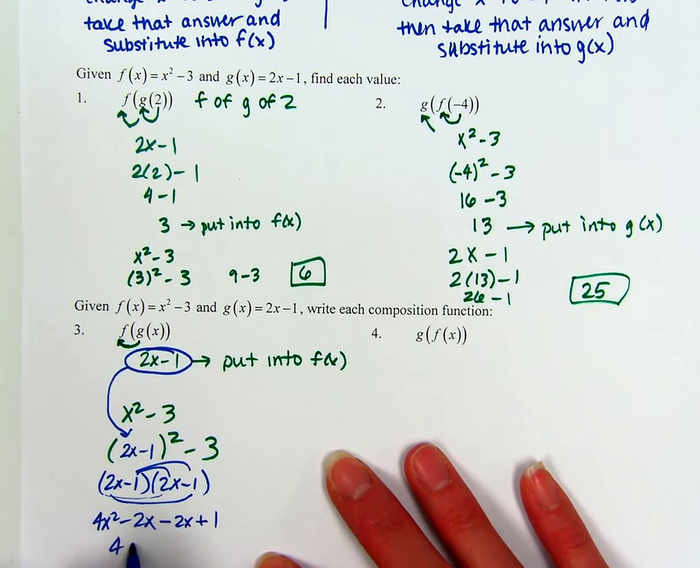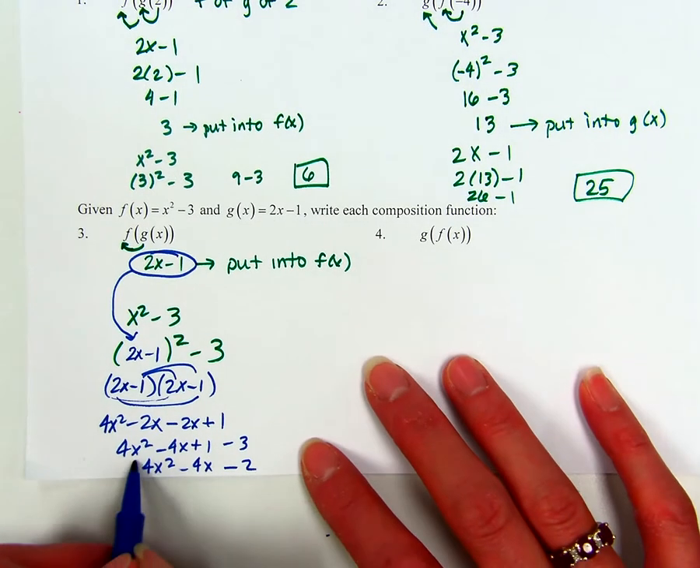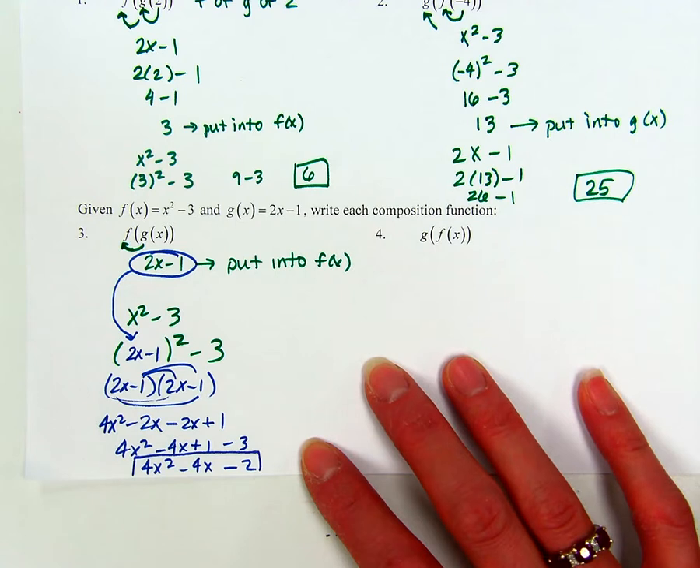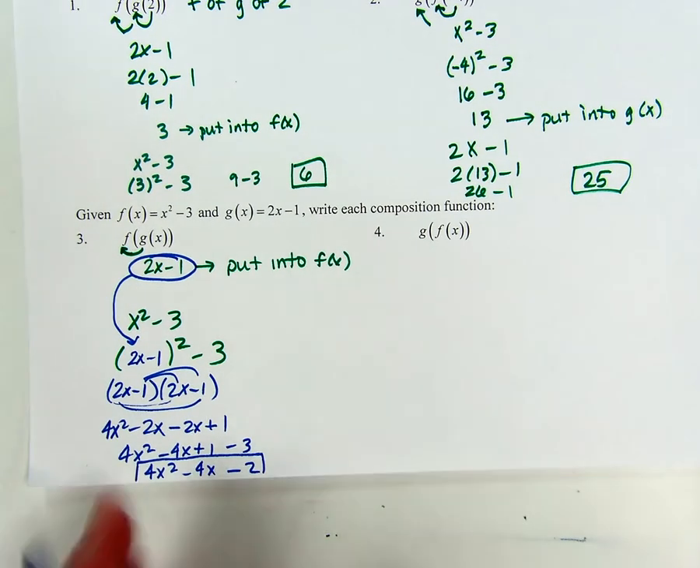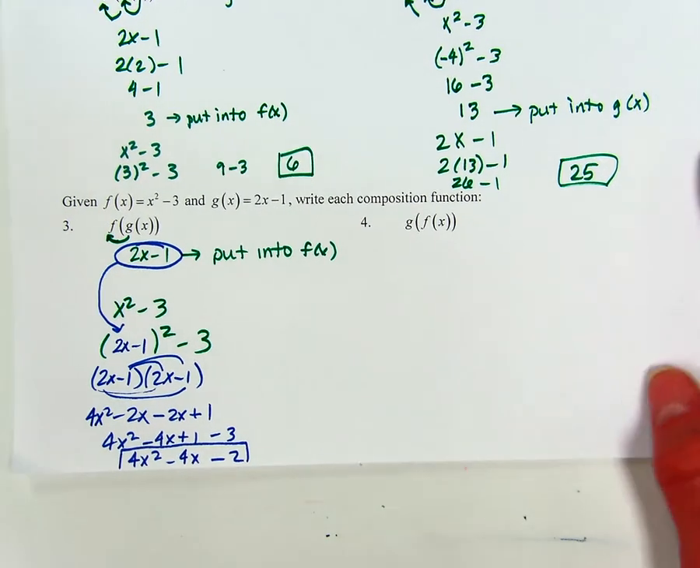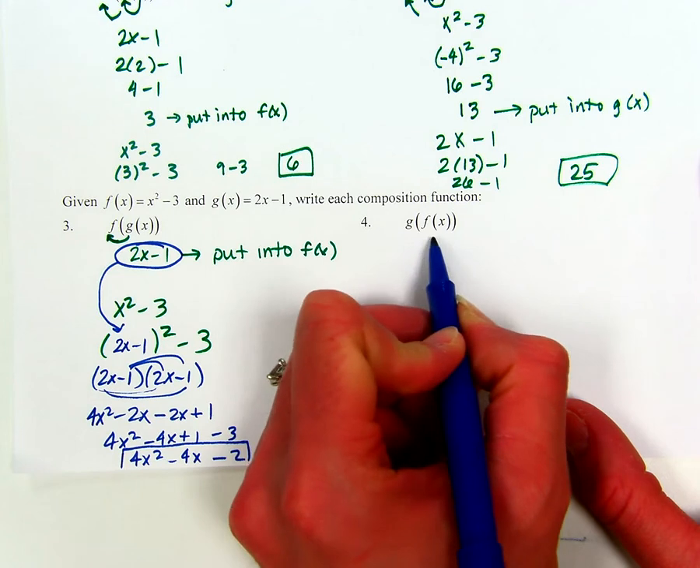Right, so I have 4x squared minus 4x plus 1, but I also have that minus 3. So 4x squared minus 4x minus 2. That's my overall answer. Just make sure that everything is combined, any like terms, put it in descending order, and then you're all done. All right, so you're always reading from right to left.